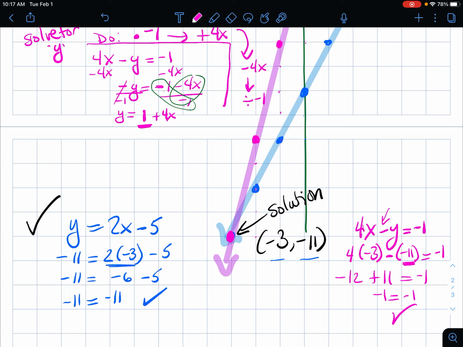Okay, an advanced type of question would be one where both equations are not in slope-intercept form, and you would need to manipulate both of them before graphing. But essentially, you're doing the same thing. It's just going to take a couple more steps.